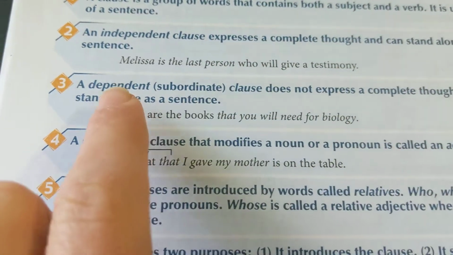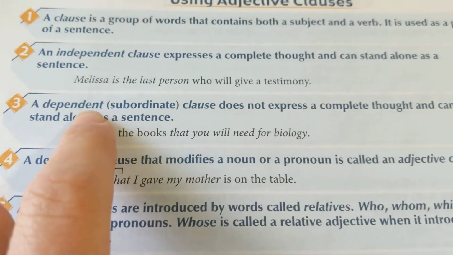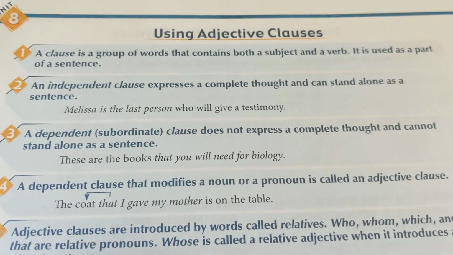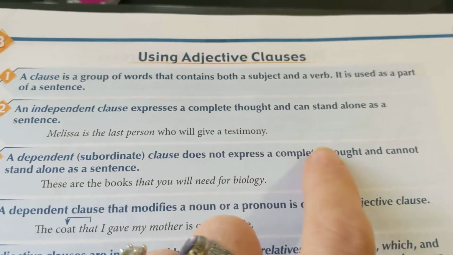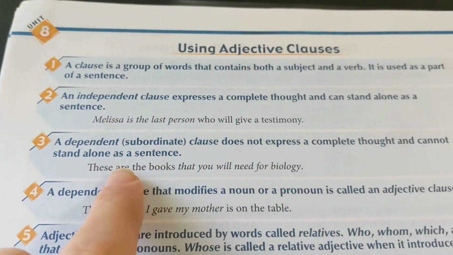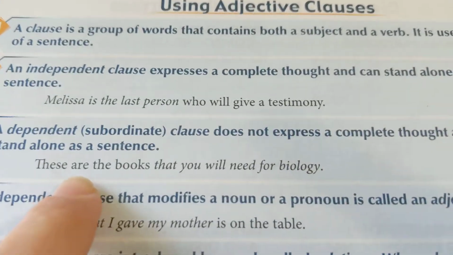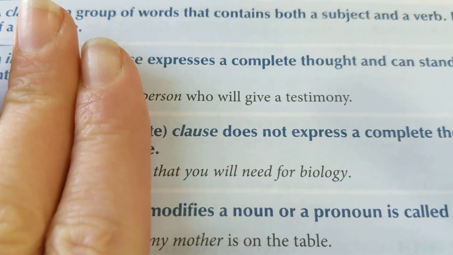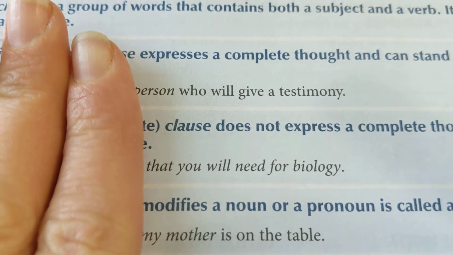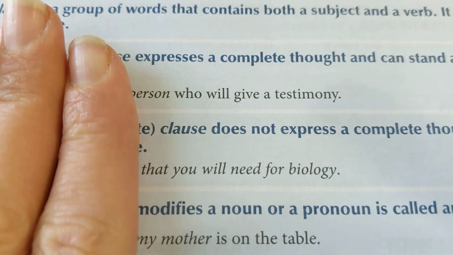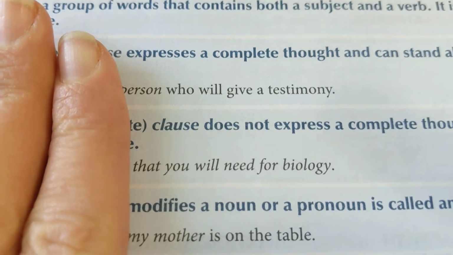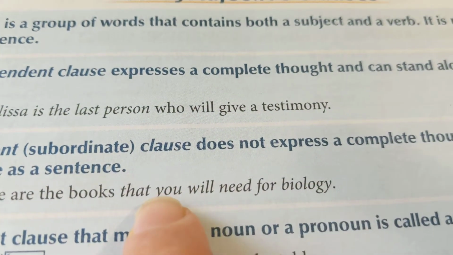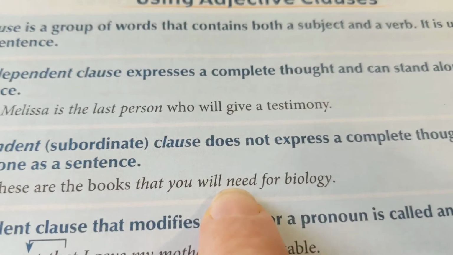We also have the dependent clause. Dependent clauses do not express a complete thought, and they cannot stand alone. Let's look at this example: These are the books that you will need for biology. Let's cover this part up. If all we had was that you will need for biology, can that stand alone as a sentence? No, it cannot. But is there a subject and a verb? That's right. You is your subject. Will need is your verb.